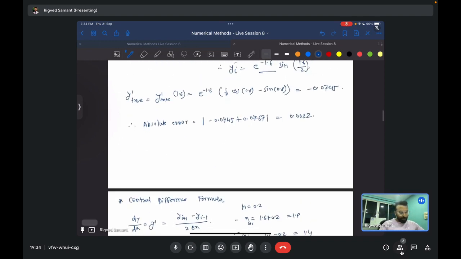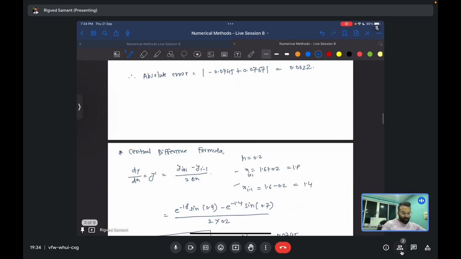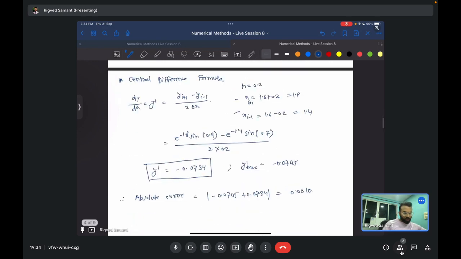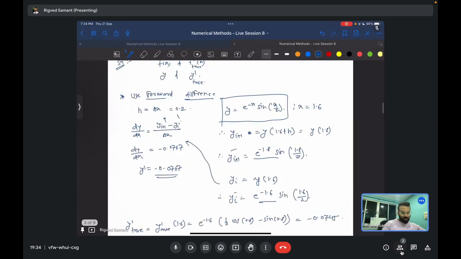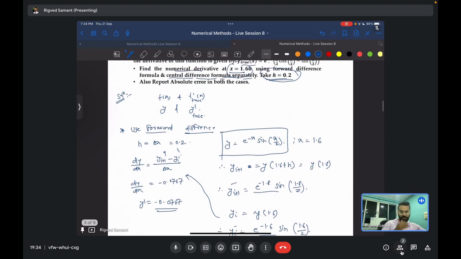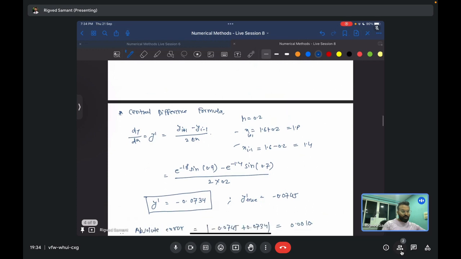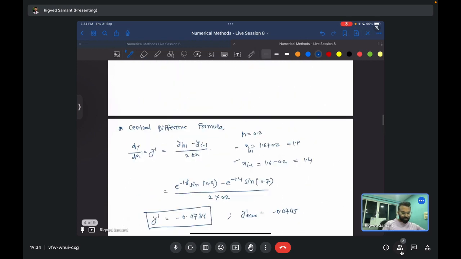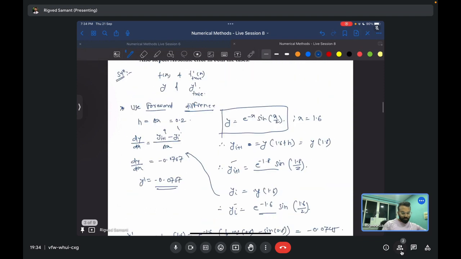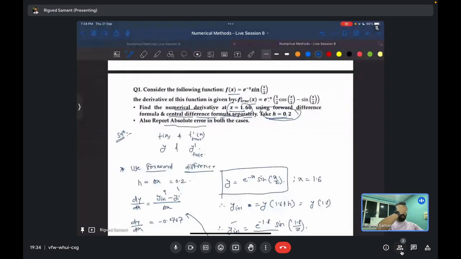So you can see the error in using a central difference formula was lesser than the forward difference for a constant h. So central difference formula will give you a better result, that's what it says. So here your question is complete. We also calculated the absolute error and numerical derivative using forward difference and central difference.